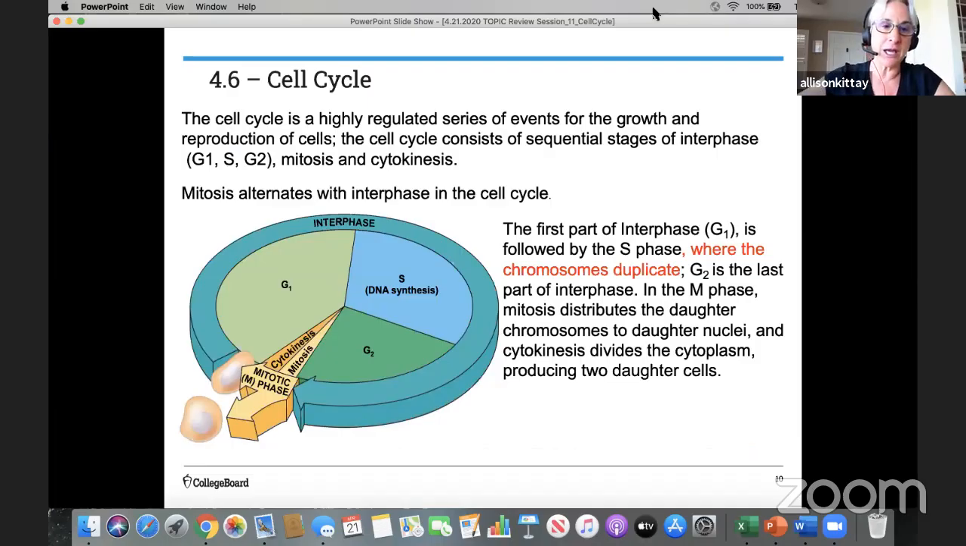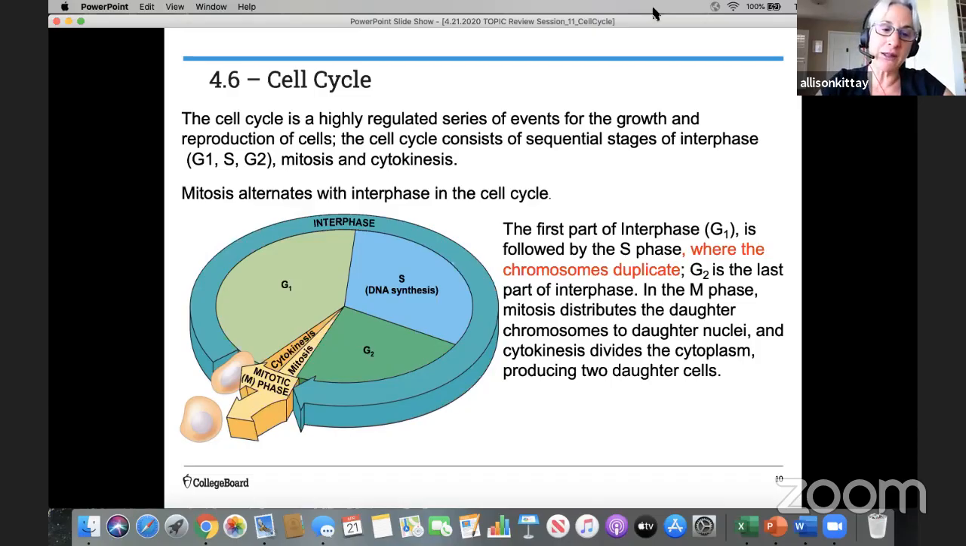All right, so let's take a look at this diagram. The cell cycle is a highly regulated series of events that is used for the growth and reproduction of cells. It consists of sequential stages of interphase, which is in turn made up of 3 parts called G1, S, and G2, followed by mitosis, which is the division of the nucleus, and cytokinesis, which is the division of the cytoplasm.